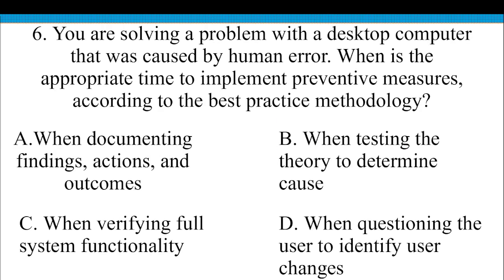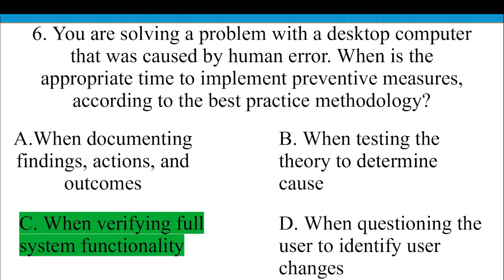Question number 6. You are solving a problem with a desktop computer that was caused by human error. When is the appropriate time to implement preventive measures according to the best practice methodology? A. When documenting findings, actions, and outcomes. B. When testing the theory to determine the cause. C. When verifying full system functionality. D. When questioning the user to identify user changes. The answer here is C. When verifying full system functionality.